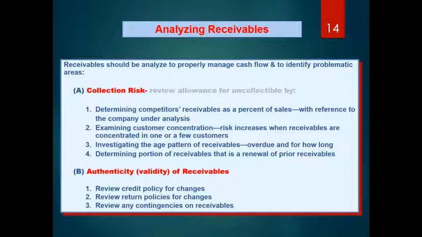So next we're going to take a look at the authenticity of receivable. The description of receivable in financial statements or notes is usually insufficient to provide reliable clues as to whether receivables are genuine, due, and enforceable. So one factor affecting authenticity is the right of merchandise return. Therefore, we need to review the credit policy for changes, review the return policy for changes, as well as review any contingencies on receivable. So that's how we're going to analyze the authenticity of receivable.